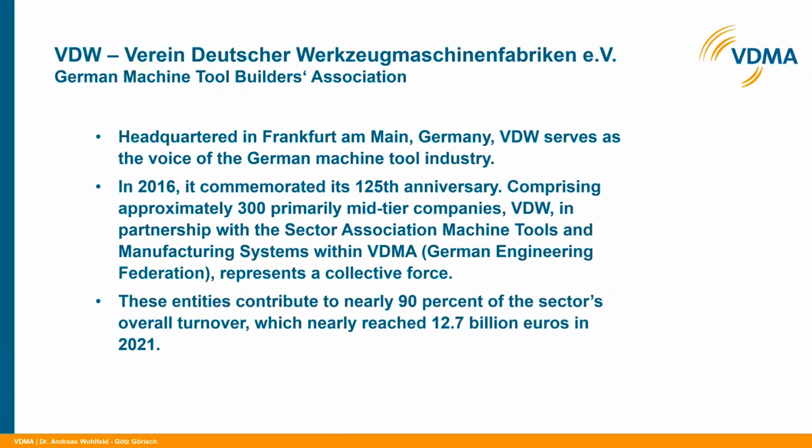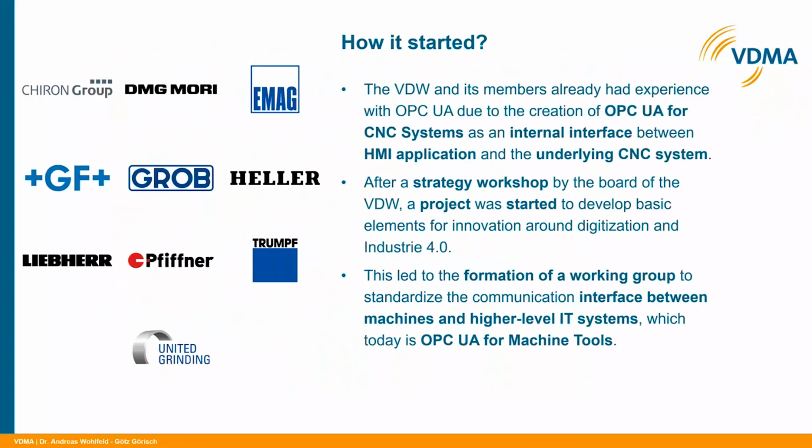The VDW, the German name is Verein Deutscher Werkzeugmaschinenfabriken, founded in a similar manner like the VDMA. We are also headquartered in Frankfurt, and together with the Sector Association for Machine Tools and Manufacturing Systems in the VDMA, we represent about 300 primarily mid-tier companies. They contribute about 90% of this sector's yearly turnover in Europe, which is, the last number I have here, 12.7 billion euros in 2021.